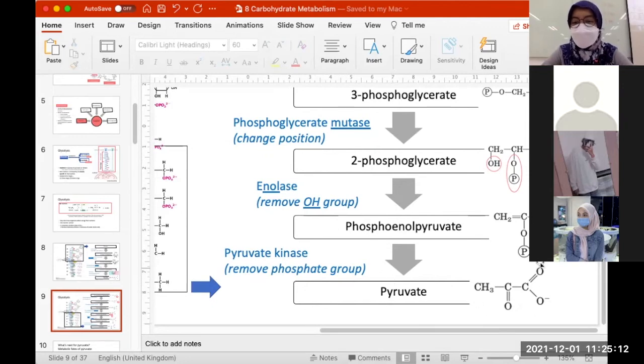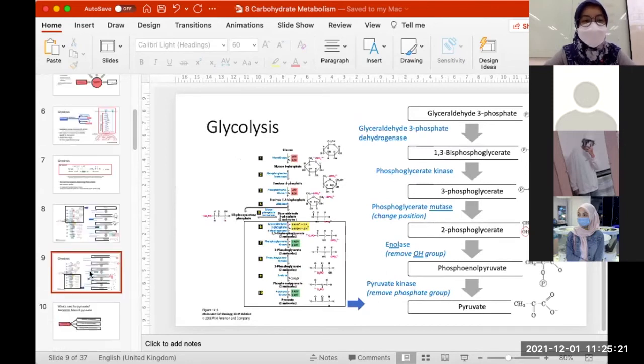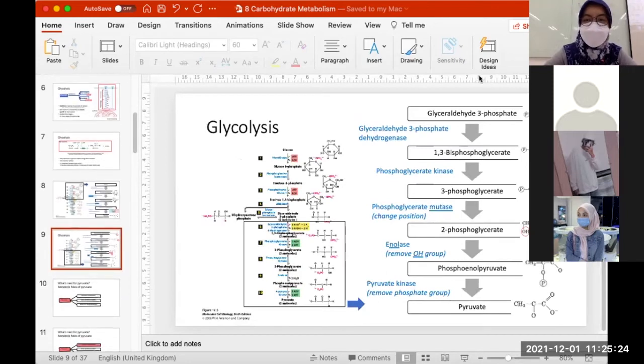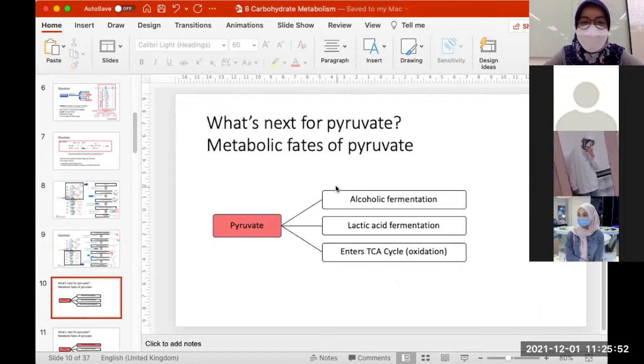So this is the structure of pyruvate. Later on, take your time to memorize these steps and try to understand it with the aid of the structure changes, okay? So again, glycolysis starts with, what is the initial? Yes, glucose, final product, pyruvate. So 1 glucose will yield 2 pyruvate and 2 ATP, okay? All right, so that's sufficient for now. So what's next? What will happen to this pyruvate?